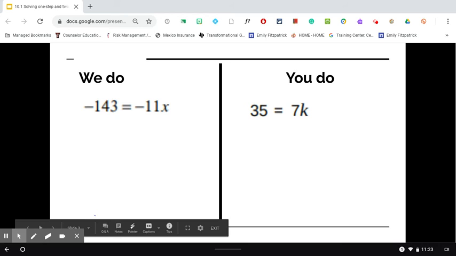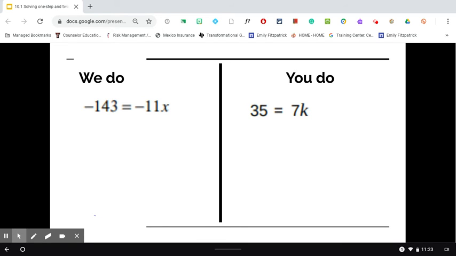Here's the second one. We have the we do and the you do again. So let's do the we do together. I'll draw our little lines. We want to get rid of the negative 11 so we can isolate x and get x by itself. Remember, this is negative 11 times x. That is a multiplication happening there. So we want to do the opposite of multiplication, which is division. We want to divide both sides by negative 11.